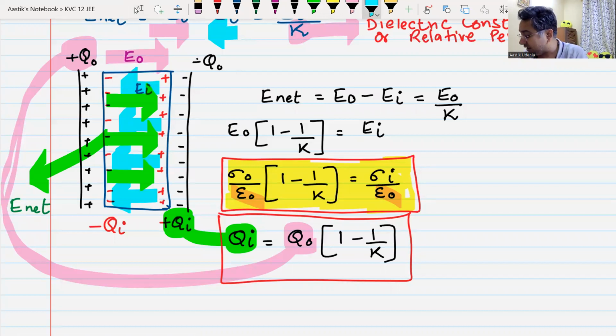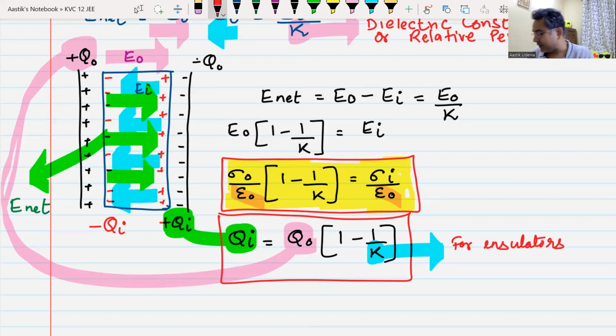Now, remember we talked about this dielectric constant K. Remember this dielectric constant K for insulators. For insulators, what is the value of this dielectric constant, from where to where does it lie? Let me first clear that point. What is the value of this dielectric constant K for an insulator? From where to where does it vary? Any idea?